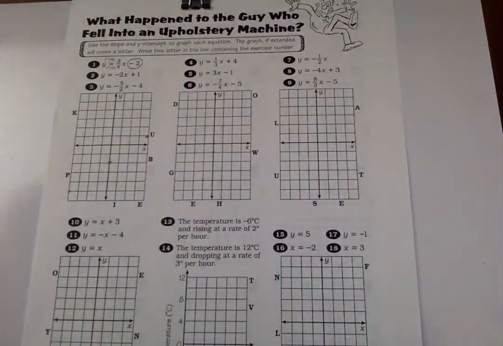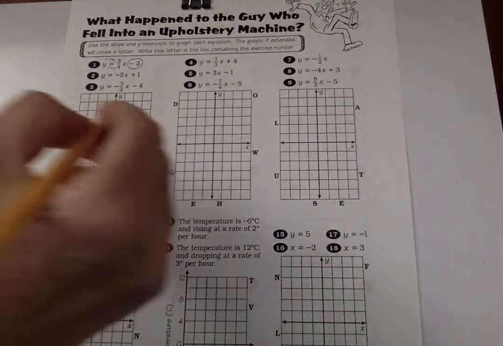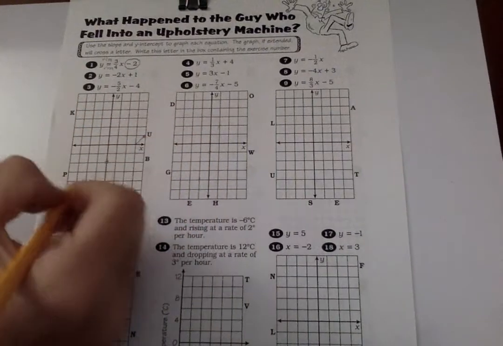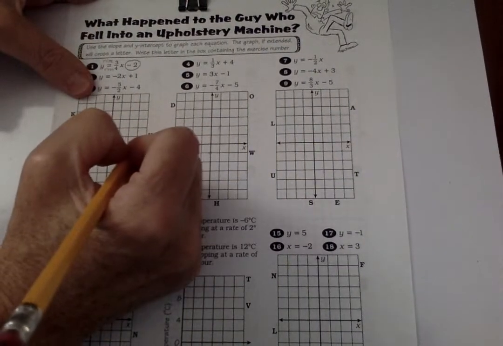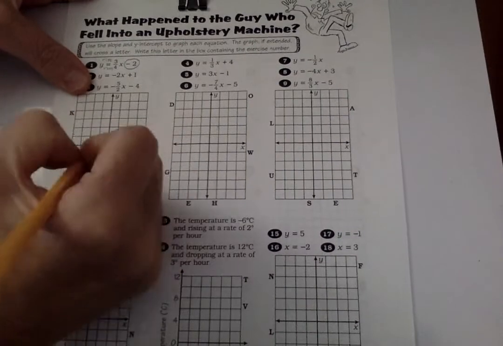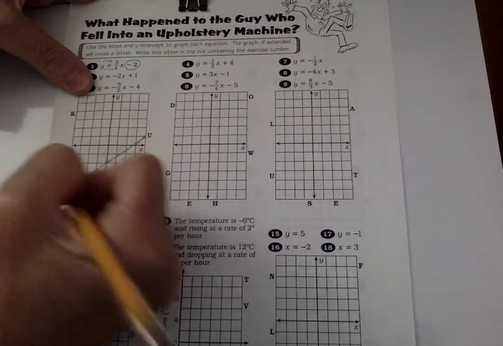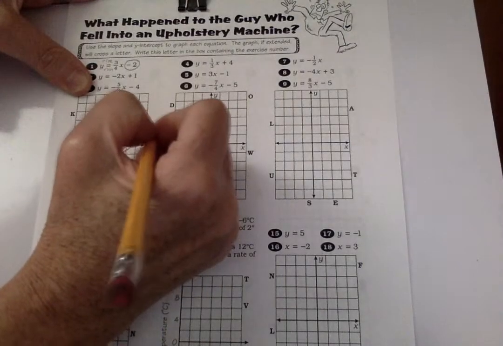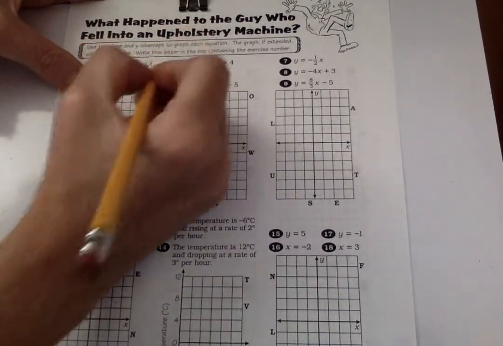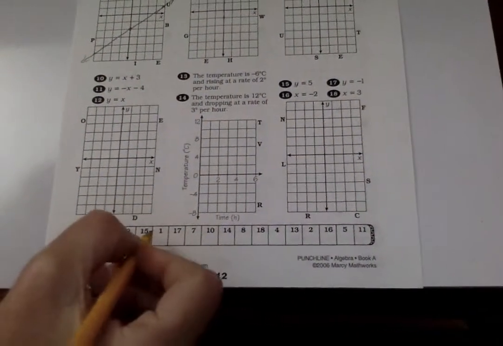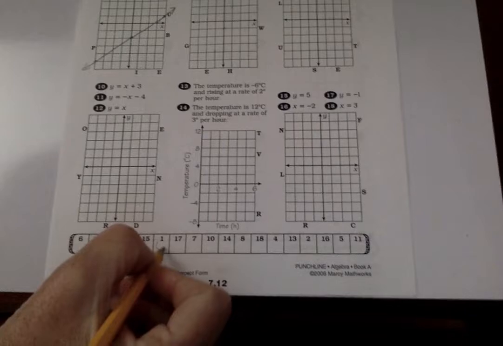Then I'm going to make a line, and if it's extended, and it's kind of hard to do with this angle, but I'm going to try and do it anyway. Extend it out, it goes through U. So I see 1 is U, so I go down to the bottom, wherever 1 is, and I put a U there.